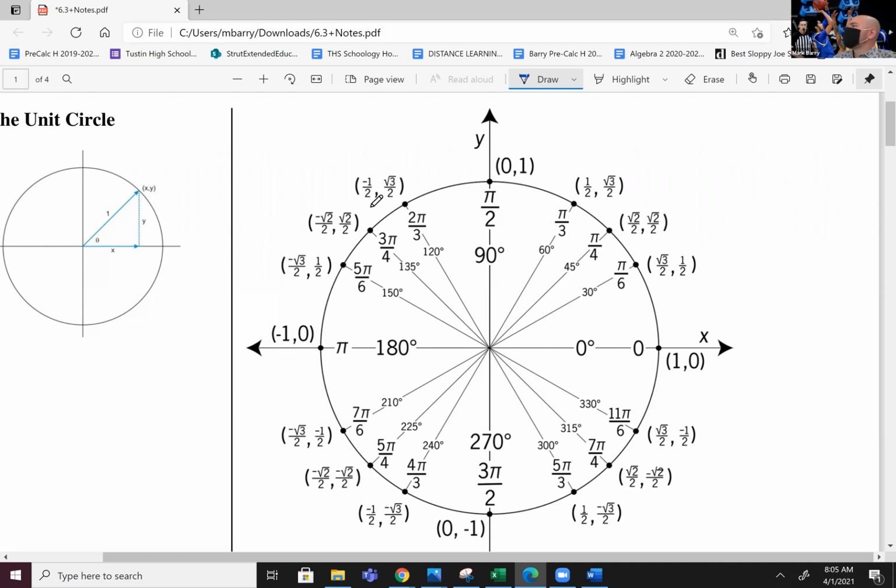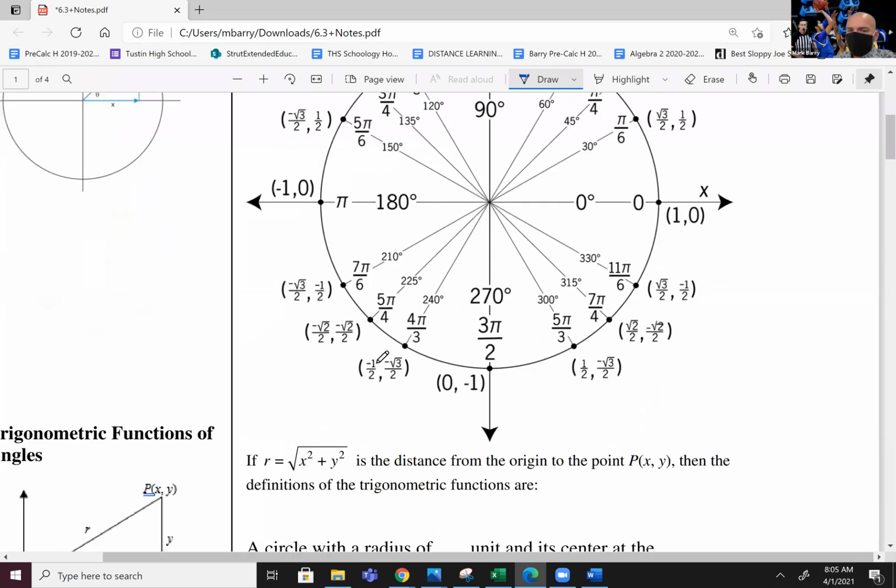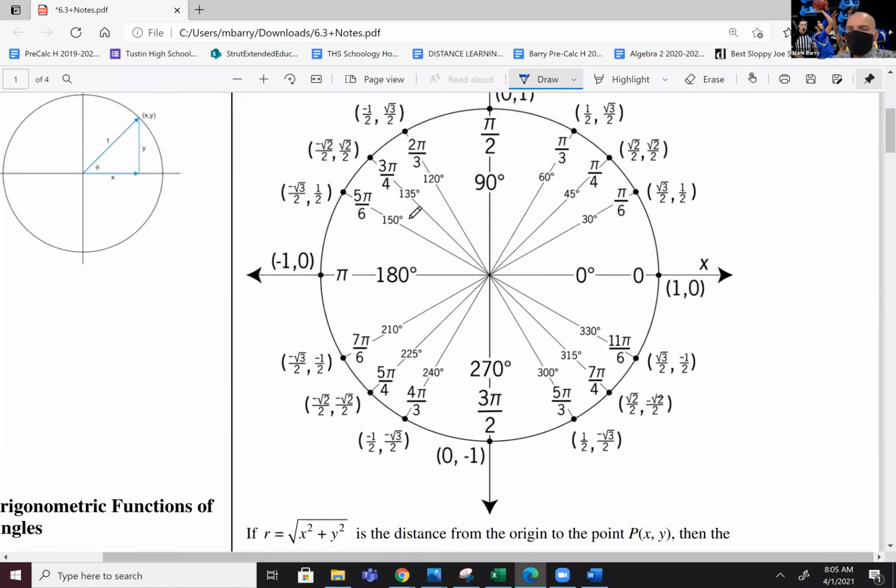Then all these points kind of repeat as you go to the different quadrants. You can see on this quadrant, x is negative, but y is still positive, which makes sense for the second quadrant, correct? And then down here, x and y are both negative. Over on the right side, x is positive, y is negative, okay? And it does go around like that.